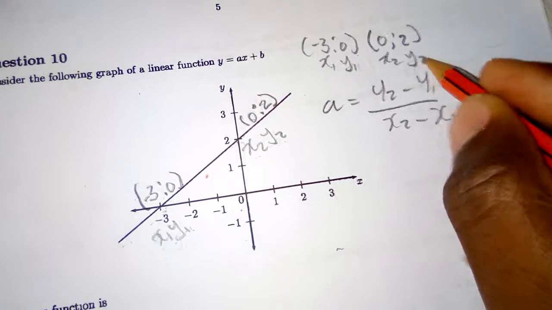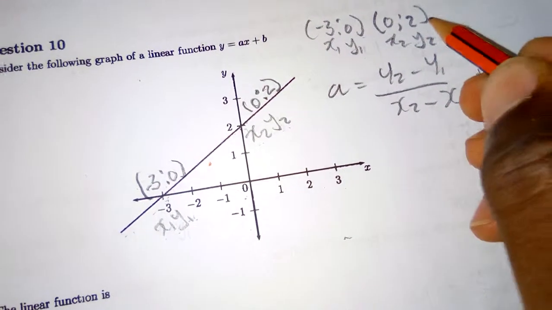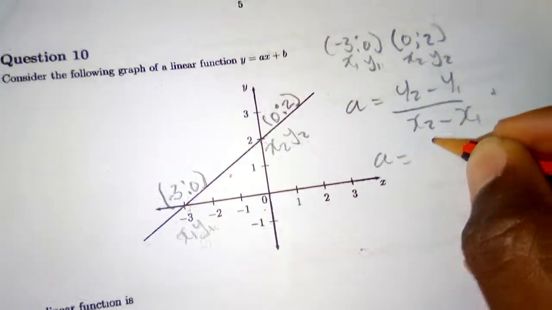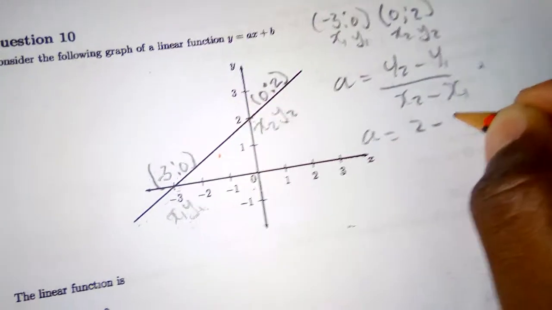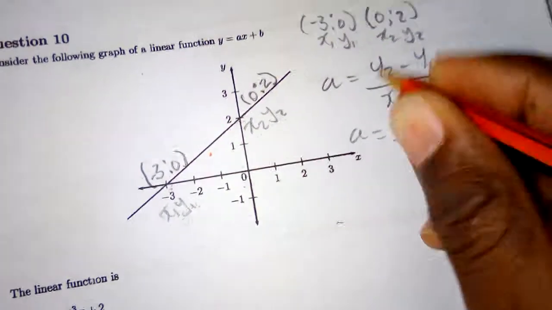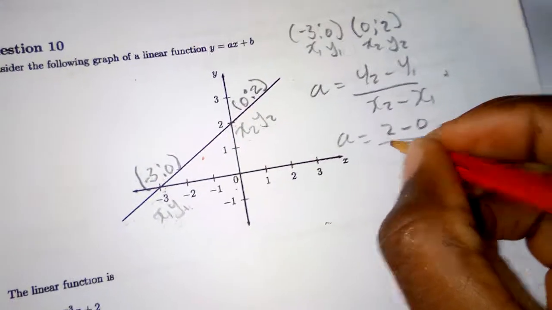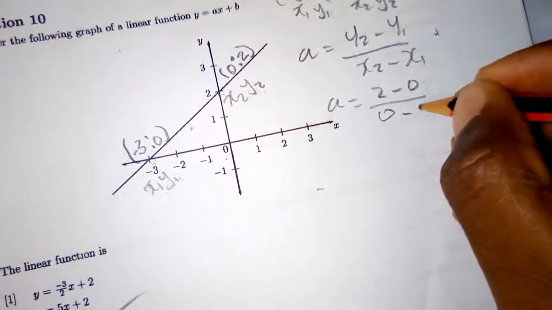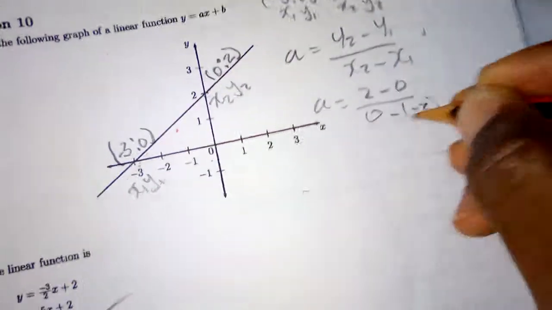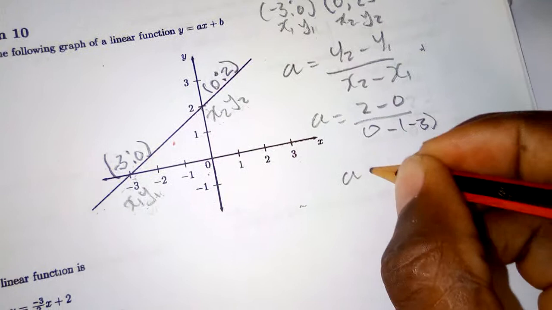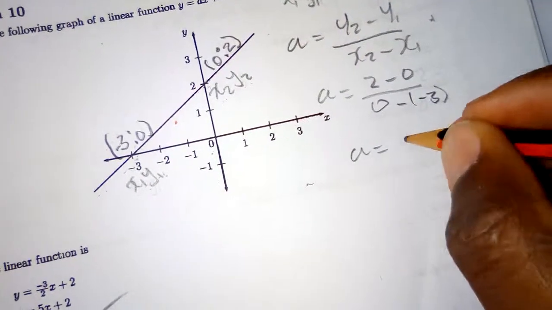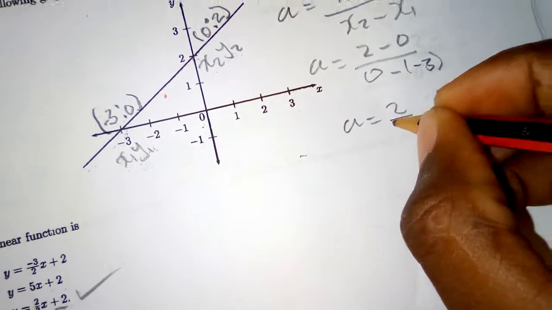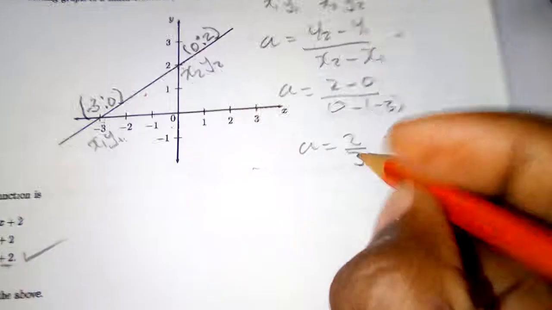Now you come to this point and start to substitute. Where there is y2, you put 2. So you'll say a is equal to 2 minus 0, because our y1 is 0, over x2, which is 0, minus x1, which is -3. So a is equal to 2 over 3. This is the value of a.